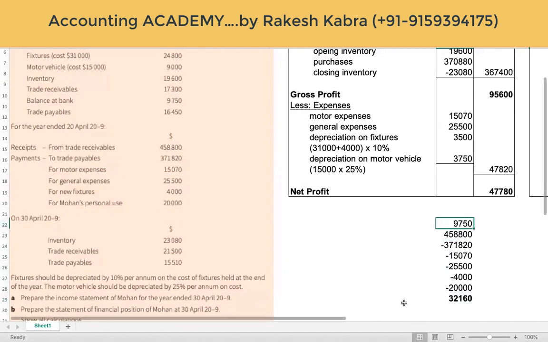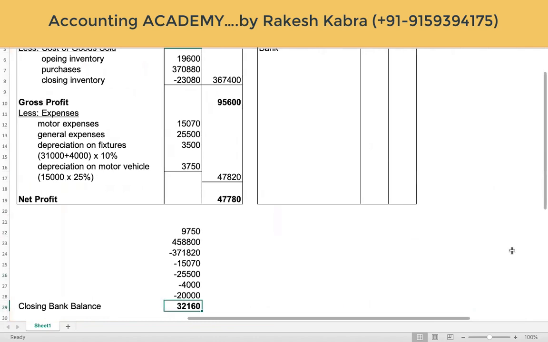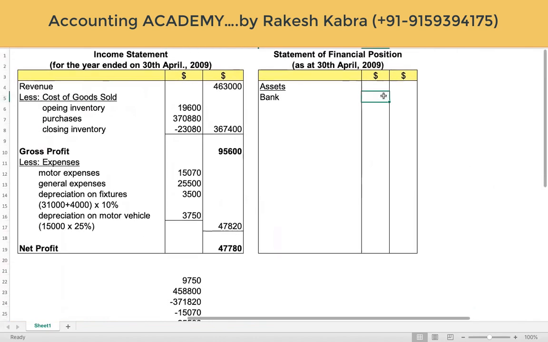Understood how I got this closing bank balance? Opening balance, then add receipts, then minus all the payments. So the closing bank balance we got is 32,160, and that I will take here. I hope there is no problem or doubt till here.